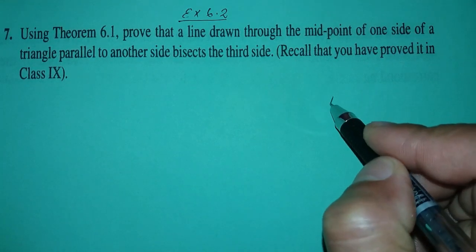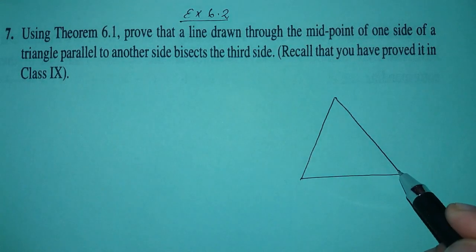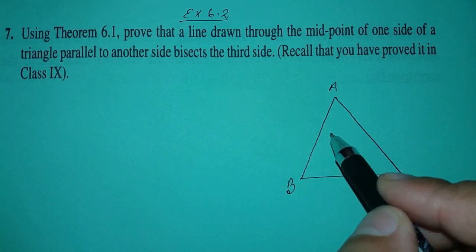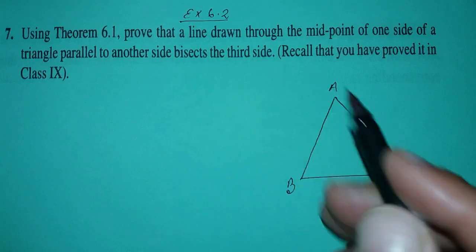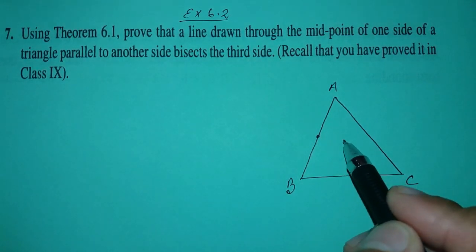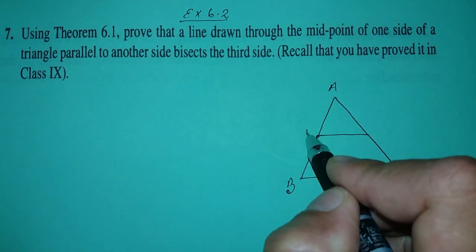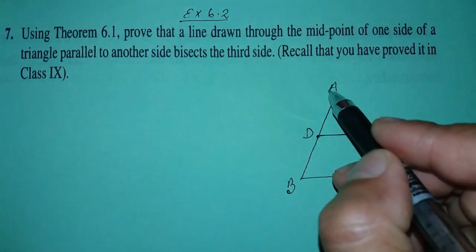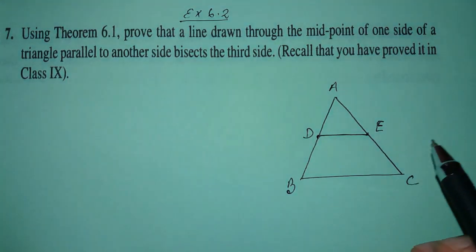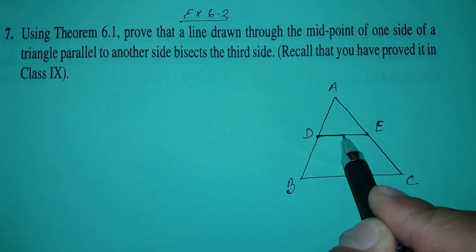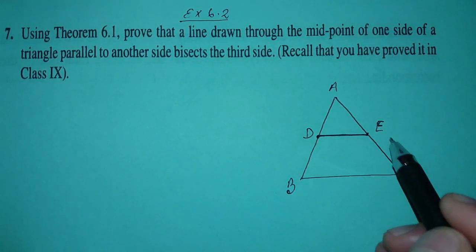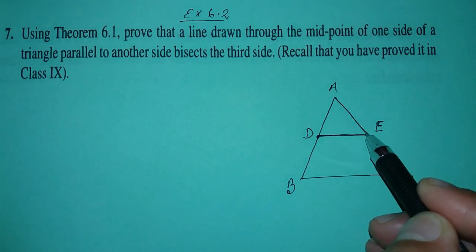So let's draw the figure here. Let's call it ABC. Now what the question says is, if a line is drawn through the midpoint of one side of a triangle. Let's take the midpoint of this side AB, call it D, and then through this let's draw a line parallel to BC. Now this line intersects AC at E. What we're going to prove is that this line DE bisects this line AC, which means you have to prove that E is the midpoint of AC, that is AE is equal to EC.